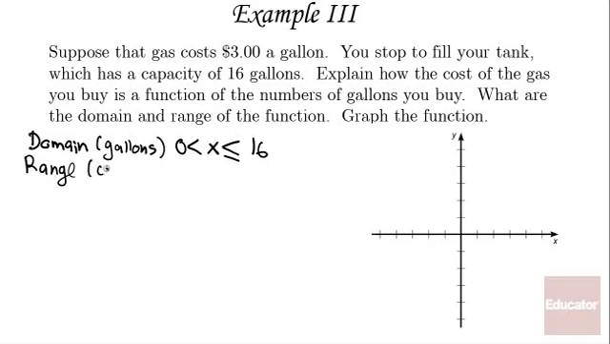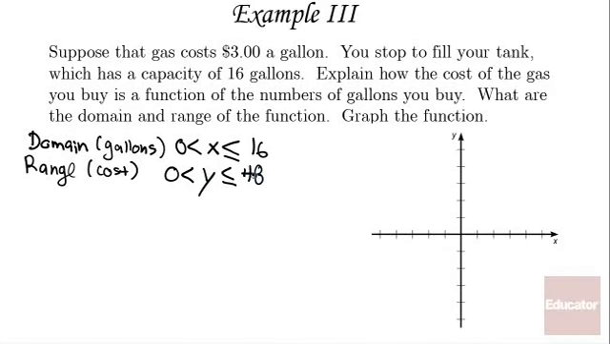My range is going to be the cost. Now, the smallest amount of gas I buy is going to cost some amount above 0. So x can be the smallest amount above 0. The maximum for the range is going to be the maximum amount of gas I could buy, which is 16 times the cost of the gas, which is $3. So 16 times 3 is 48. Okay, this is a range, so it's y.